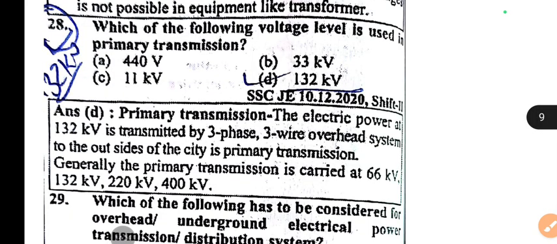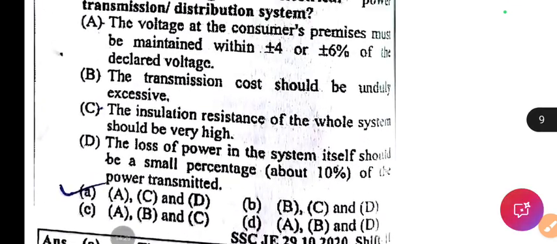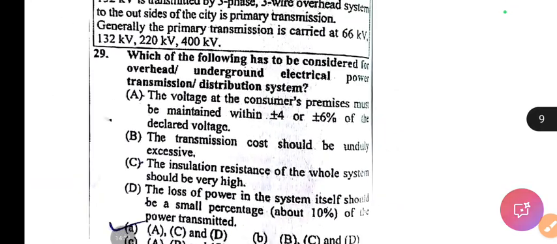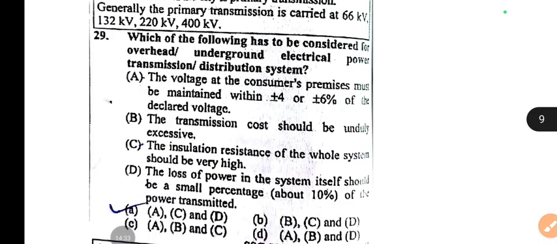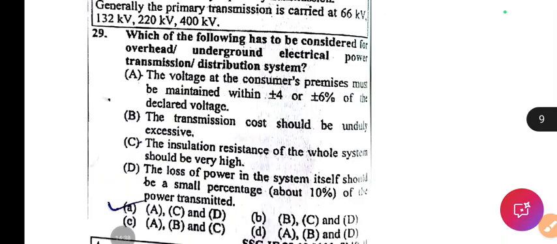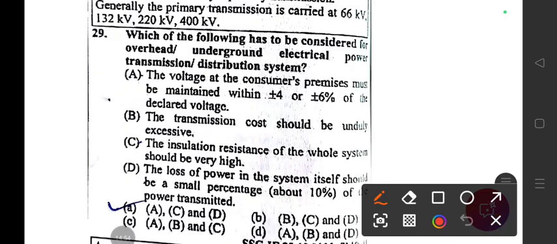Which of the following voltage levels is used in a primary transmission line? 132 kV. Okay, now which of the following has to be considered in an overhead or underground electrical power transmission and distribution system? The voltage at the consumer's terminal should be within plus or minus 4 to plus or minus 6 percent of the declared voltage. Then the insulation resistance of the whole system should be very high, and the loss of power in the system itself should be a small percentage, about 10% of the power transmitted. Okay, A, C and D are right.